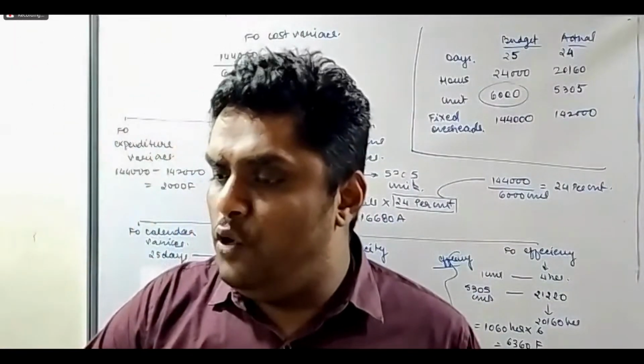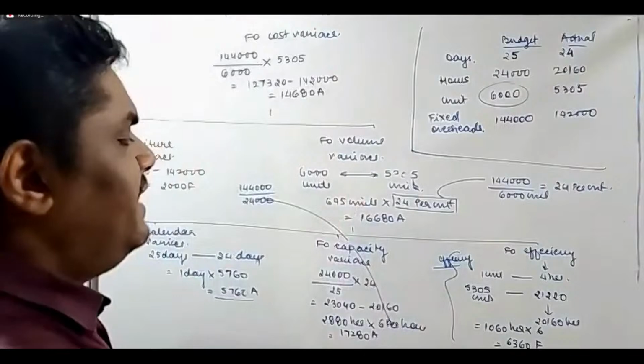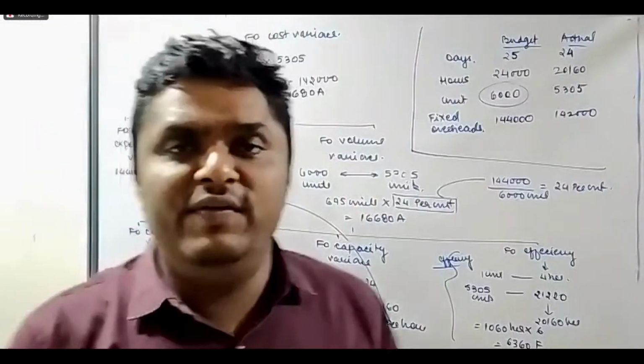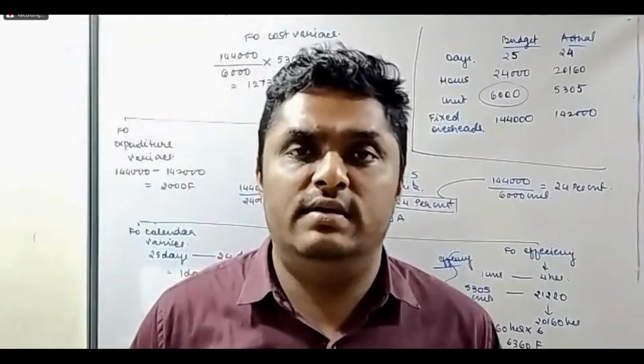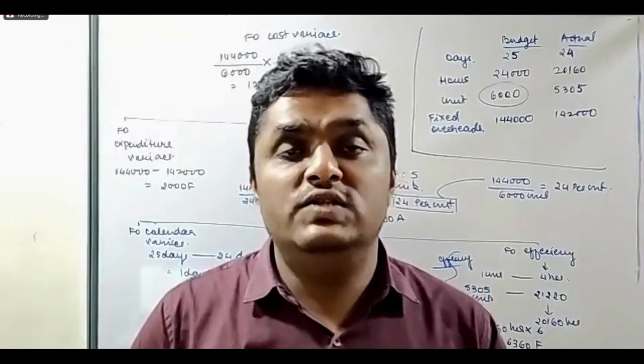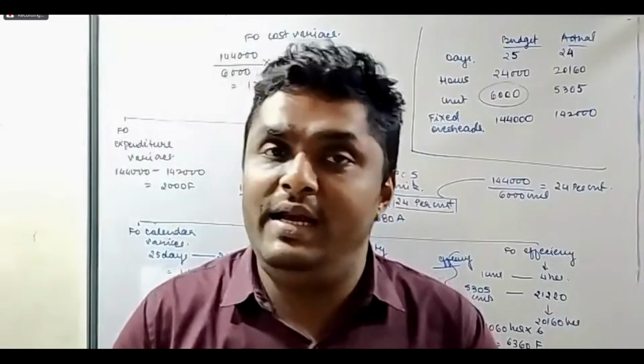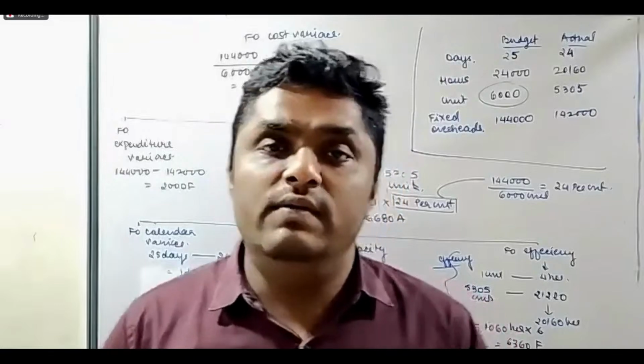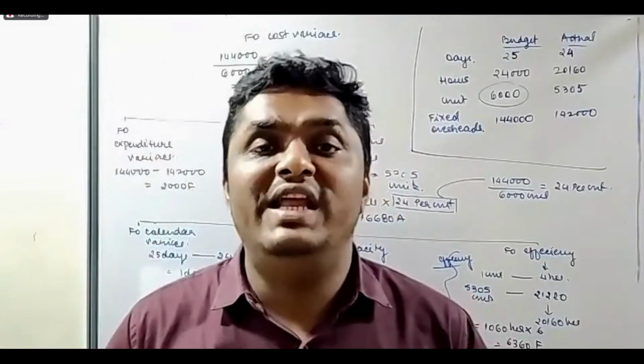Mr. Yash, again, focus on what I'm saying, that the company set the target that we have to work for 25 days. But my workers worked only for 24 days. That is 1 day less than my target. So that's why we call it as adverse. Again, I repeat, forget about inefficiency.